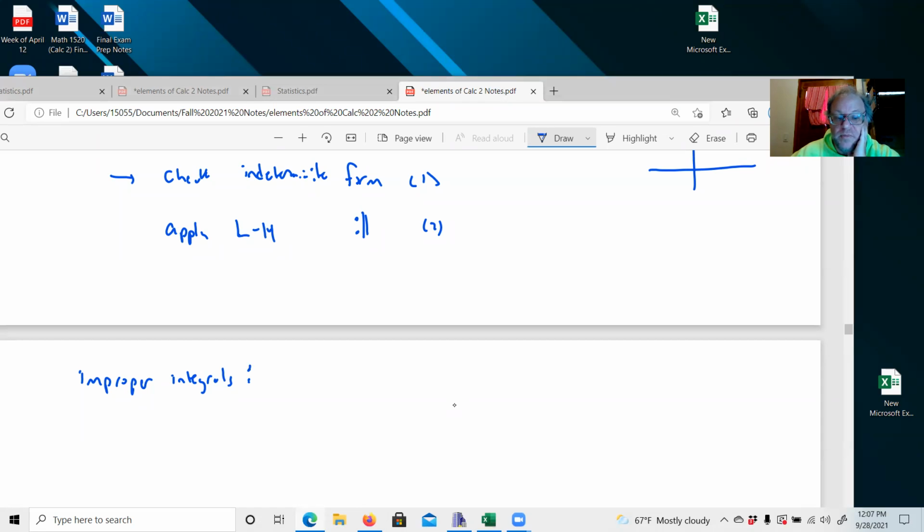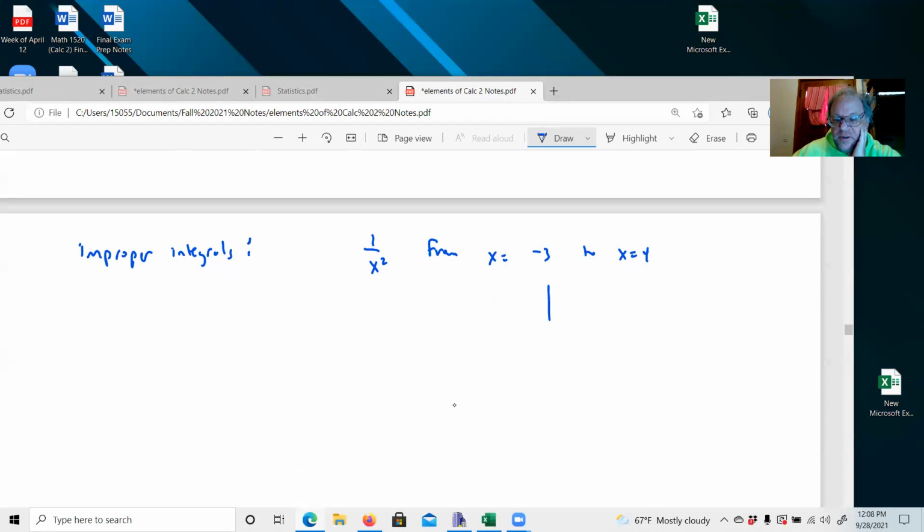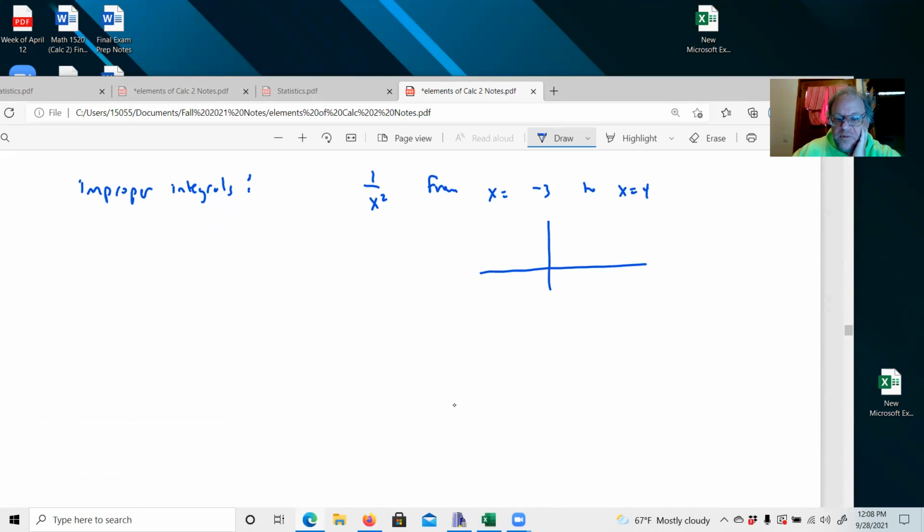My favorite problem is something like 1 over x squared from x equals -3 to x equals 4. And what it's doing, 1 over x squared, something like this. The problem between -3 and +4, which is why I picked 2 different numbers, is that there's a 0 here. So what you're supposed to do is break it up, going from -3 to 0 and then 0 to 4.